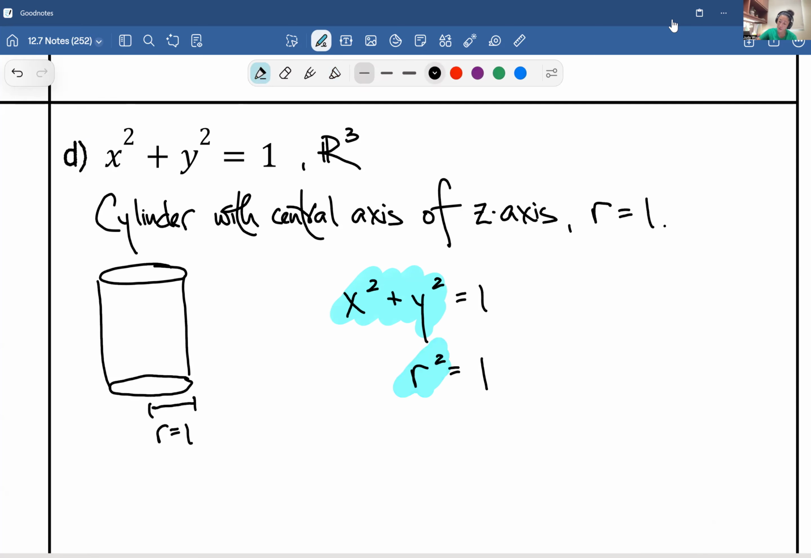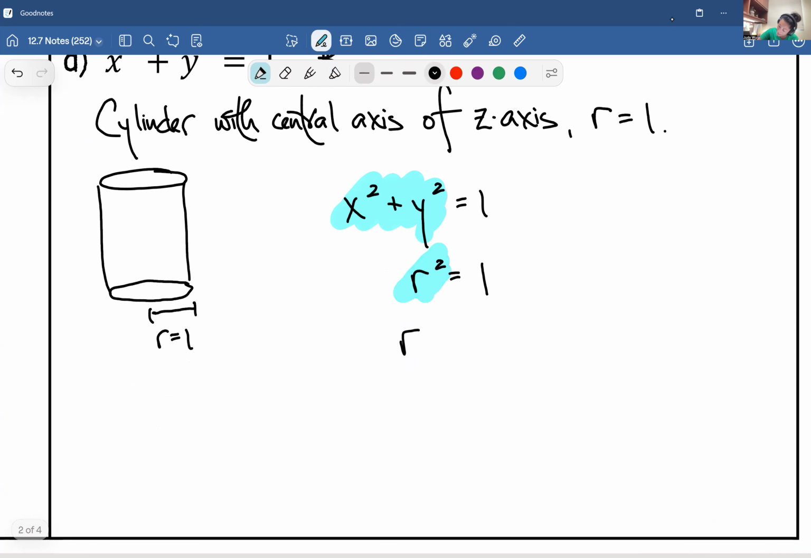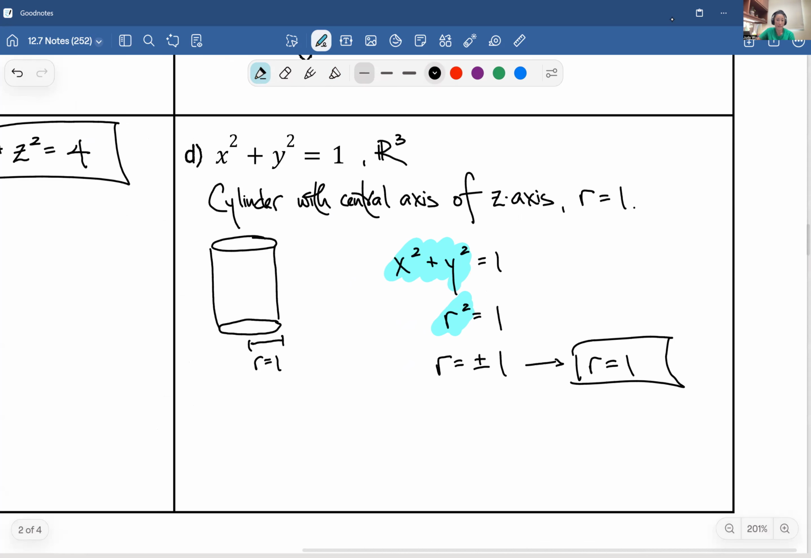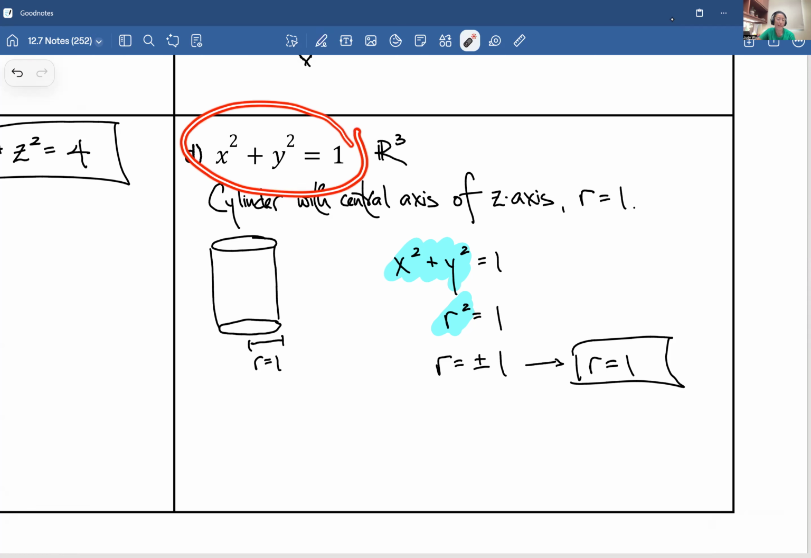All right, well, if r squared equals 1, r technically equals positive or negative 1, but again, r equals 1 versus r equals negative 1, we choose the positive one and we get r equals 1 as our cylindrical equation for a cylinder, okay? And would we rather integrate or take a derivative of x squared plus y squared equals 1 or r equals 1? I think that something like this might just be a lot easier to work with, okay?